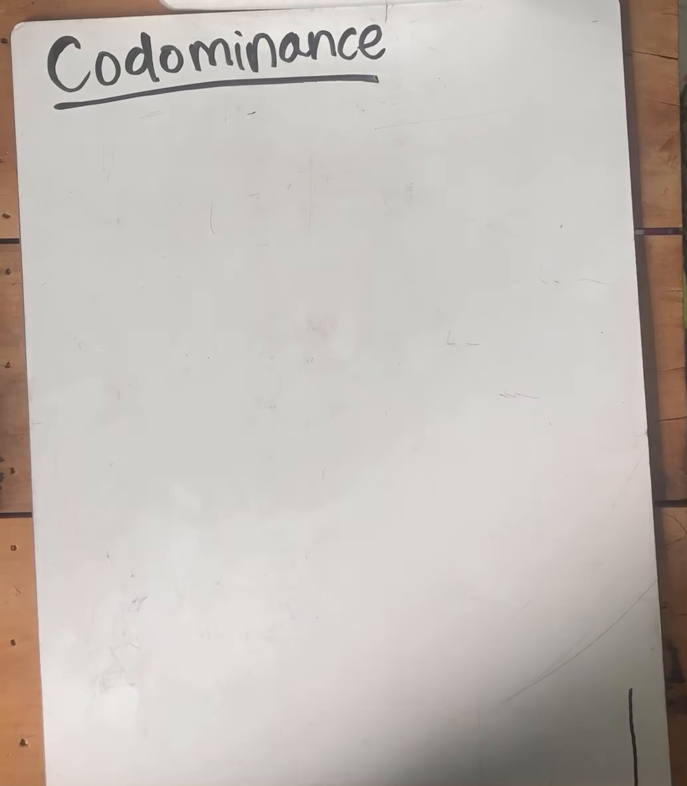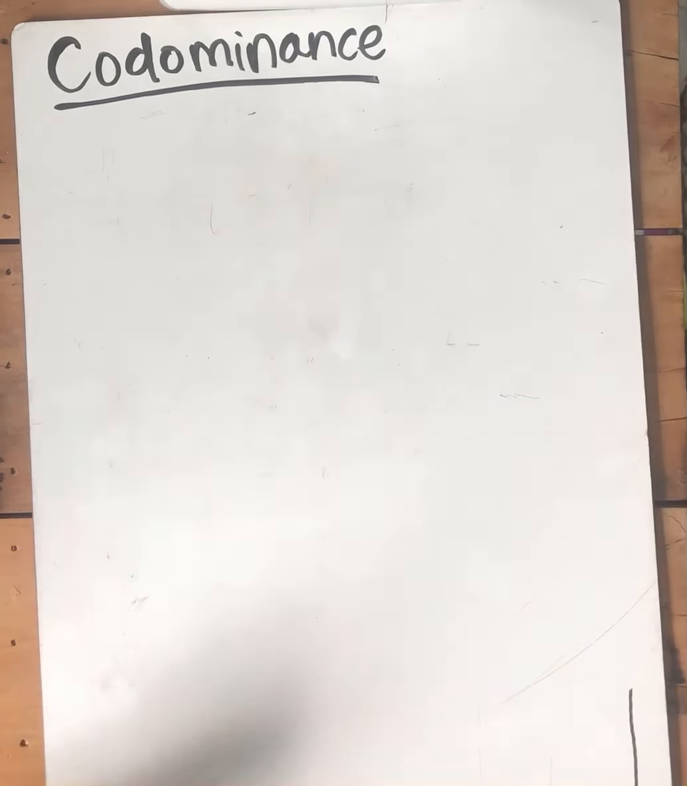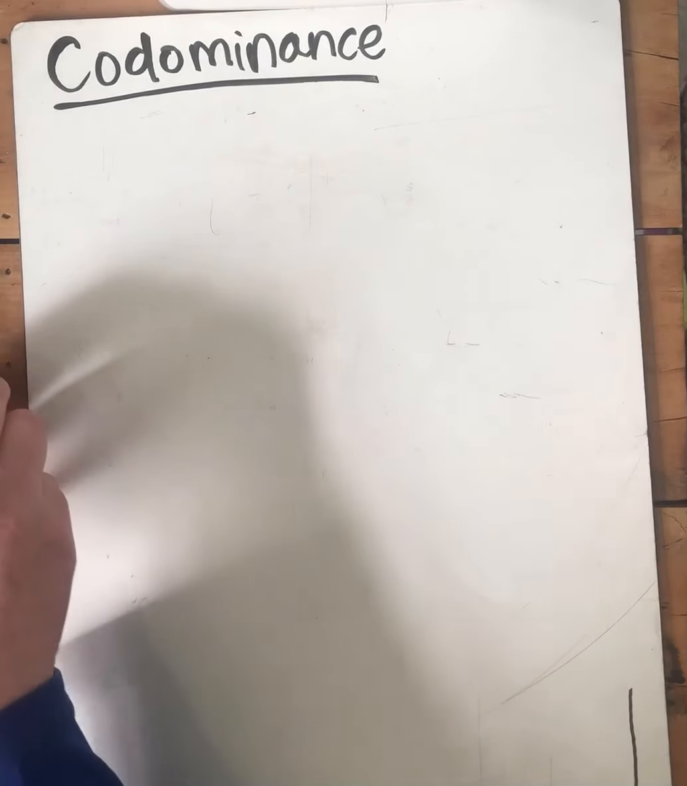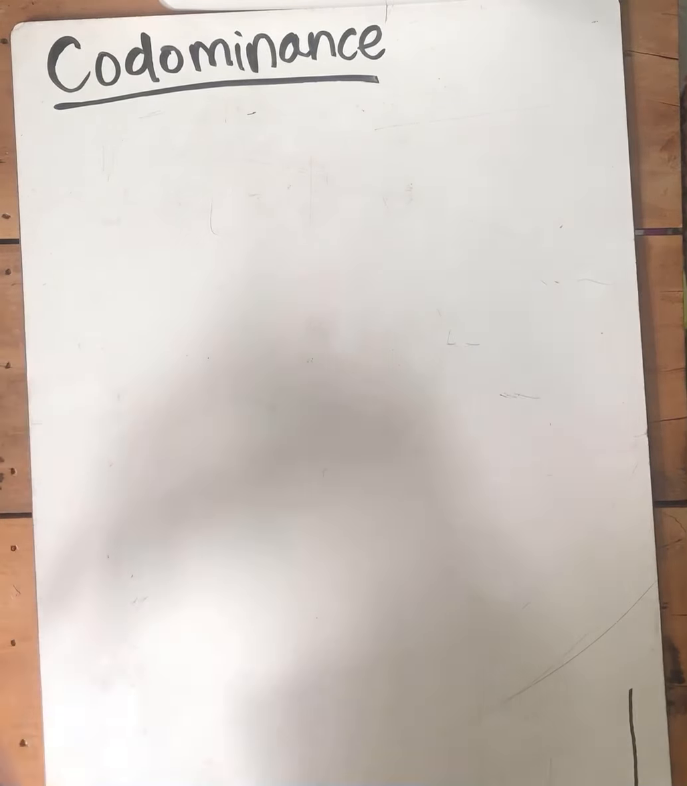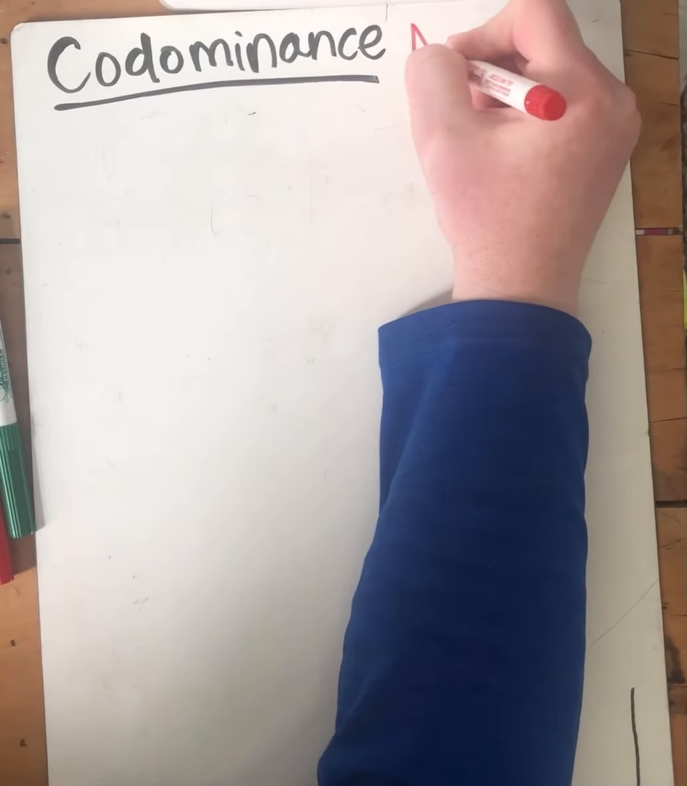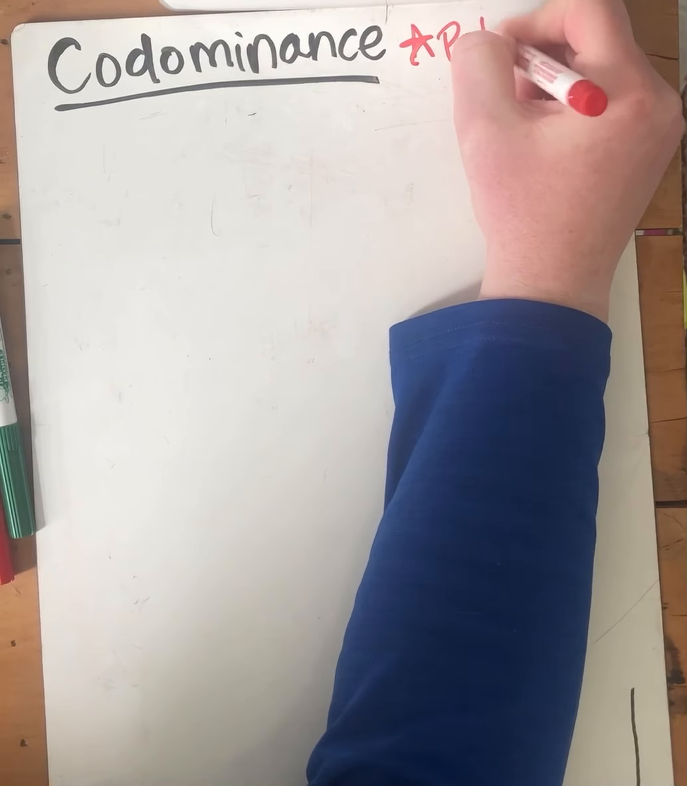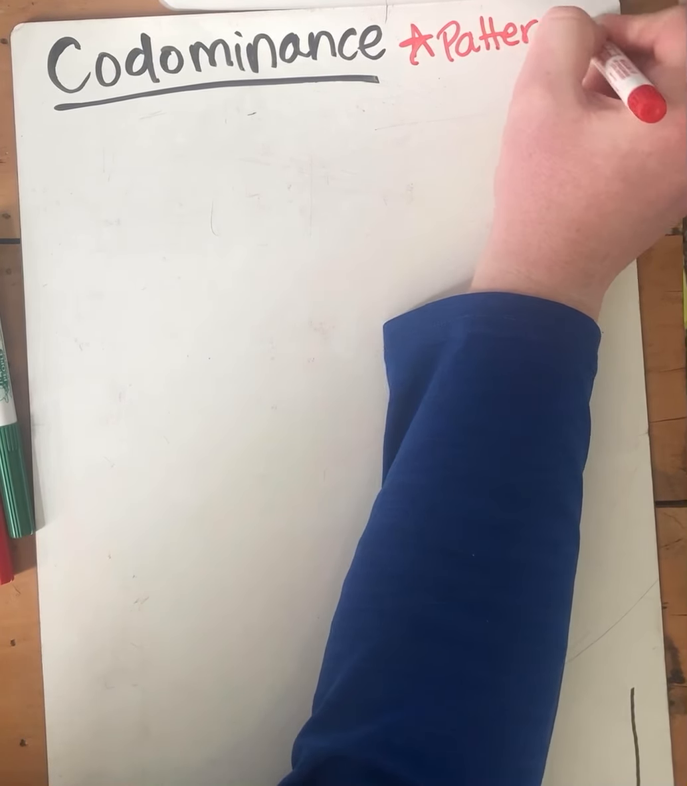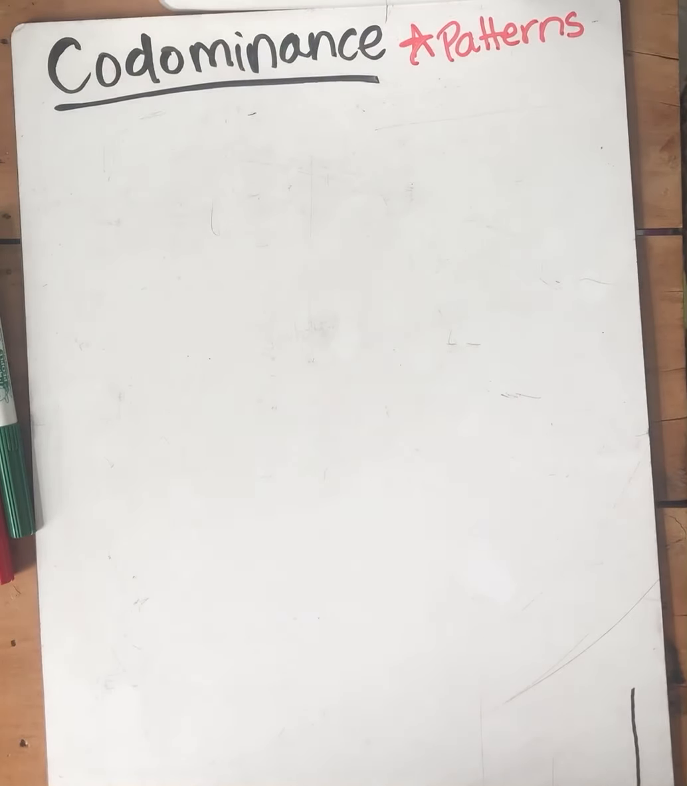Alright guys, so here we're going to talk about our next situation and our next type of Punnett square, and it's going to be called codominance. And something that's important about a codominant situation is that you got to realize that you're going to be creating patterns, okay? These patterns are going to give us, once again, a third phenotype that is not the same as the original two dominant traits that we're looking at.